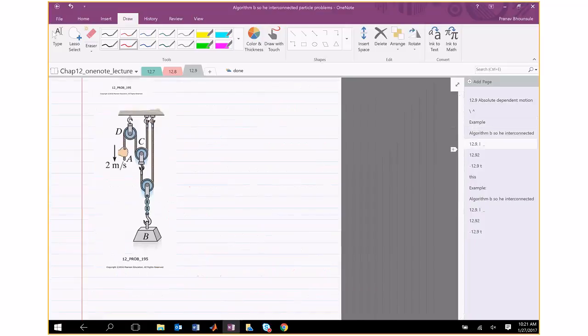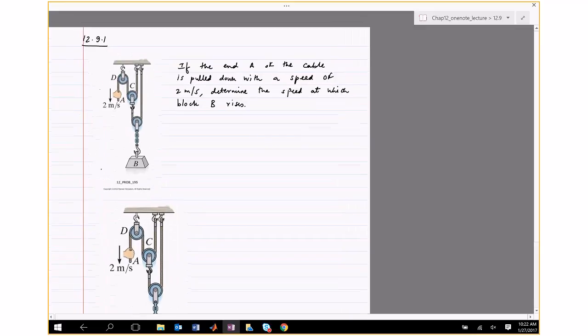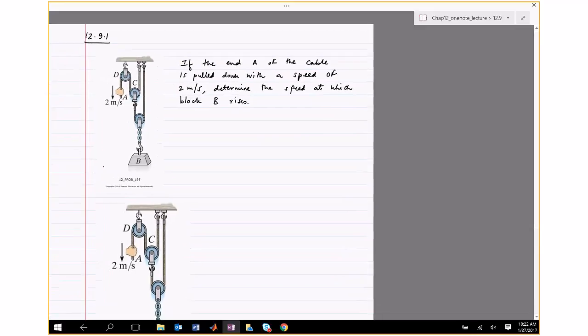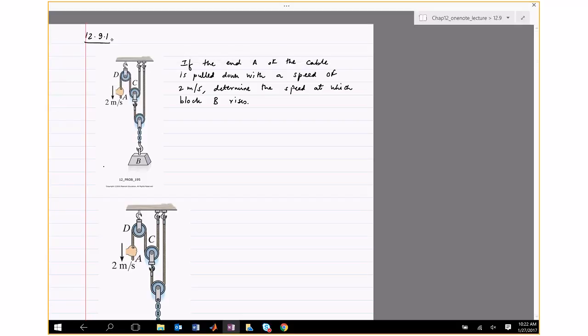Okay, so based on this, let us do some harder problems. If the end A of the cable is pulled down with a speed of 2 meters per second, find the speed at which block B moves.